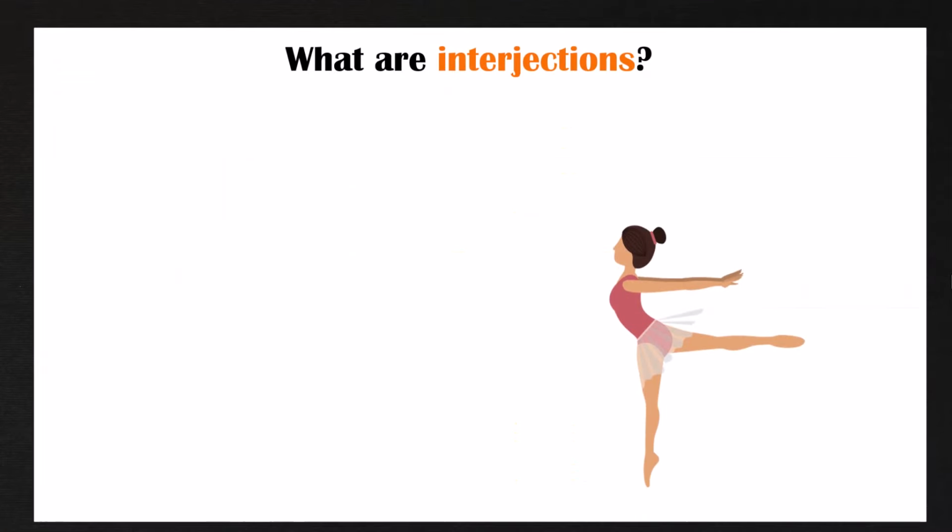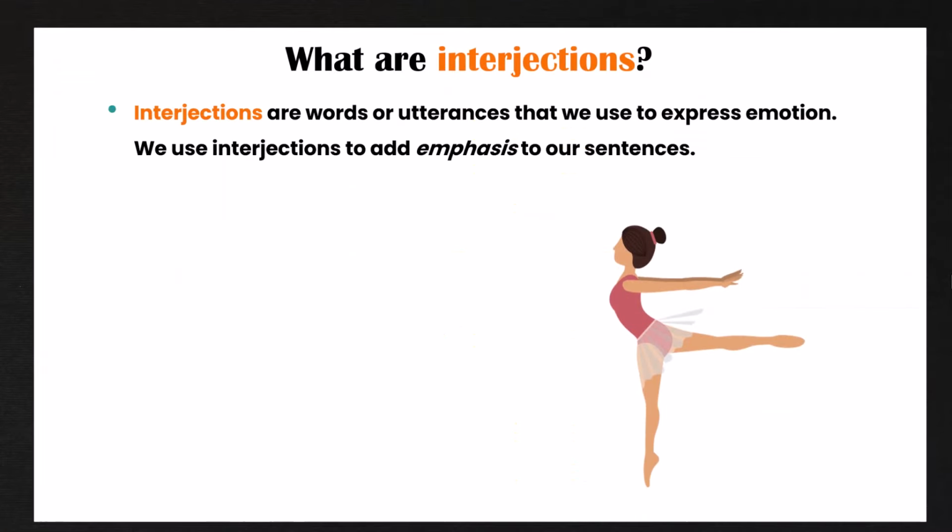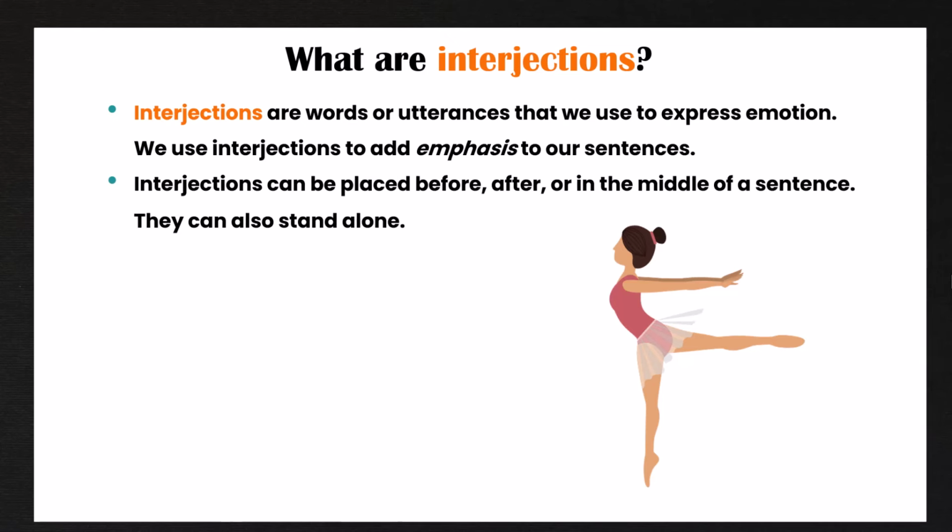So what are interjections? Interjections are words or utterances that we use to express emotion. They are like little expressions or little bursts of emotion. We use interjections to add emphasis to our sentences. Interjections can be placed before, after, or in the middle of a sentence. They can also stand alone.